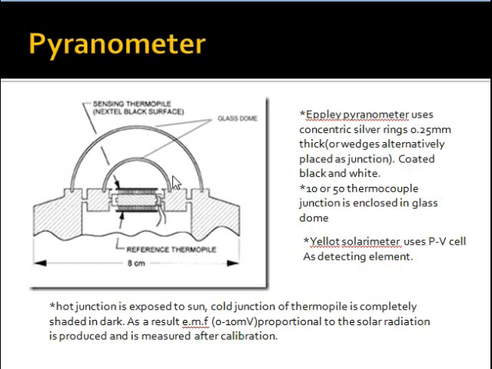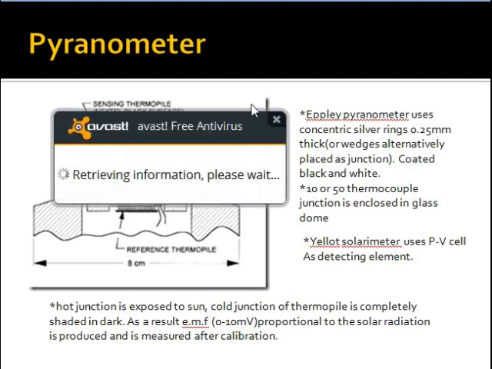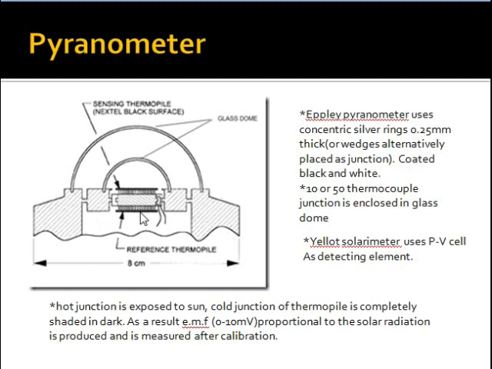So we can see the picture here. This picture shows the working or construction of the pyranometer. It has two junctions. One is a hot junction, which is exposed to sunlight, and the other is the cold junction, which is kept away from the sunlight, or completely shaded. These two junctions are connected to an electric circuit, and the working principle of a thermocouple is to produce EMF when there is a temperature difference.